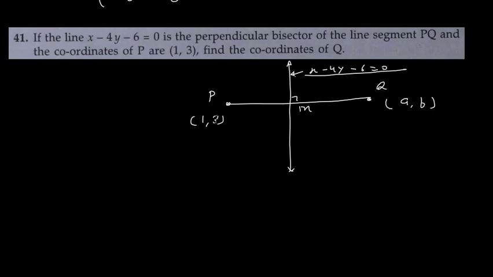So one equation I will frame in A and B using this condition, and for the second condition, the midpoint of this PQ will lie on this particular line, so it will satisfy this line. From there I will get one more equation in A and B, and I will solve simultaneously, and I will get the value of A and B.